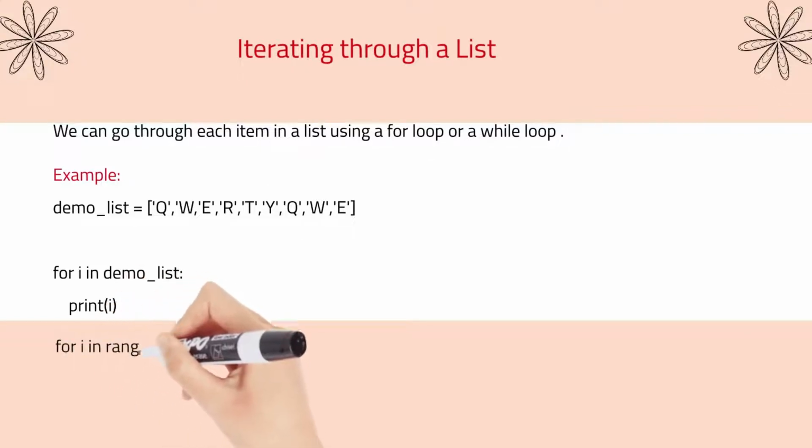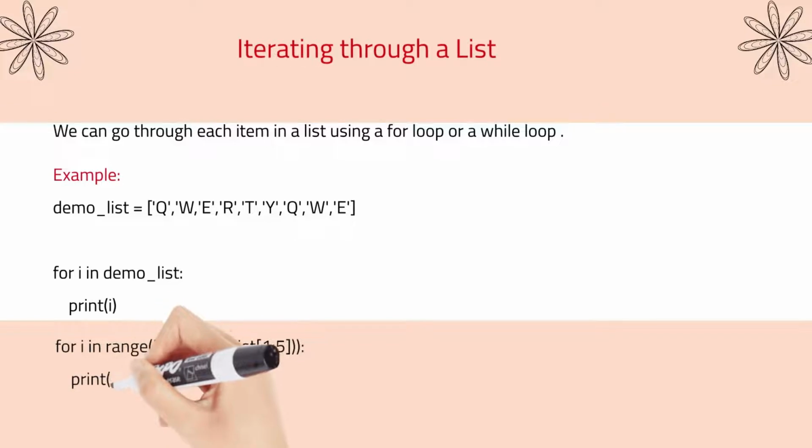A for loop is used as for i in range of length of list, having index from 1 till 5. This means i will hold only 4 values from the start of the list. When printed, it prints the values as Q, W, E, and R. The print statement prints the values in the list one by one until the end of the loop.